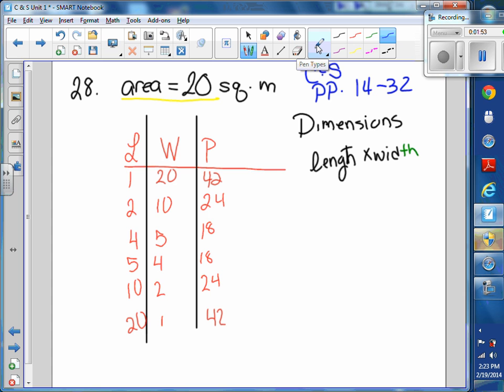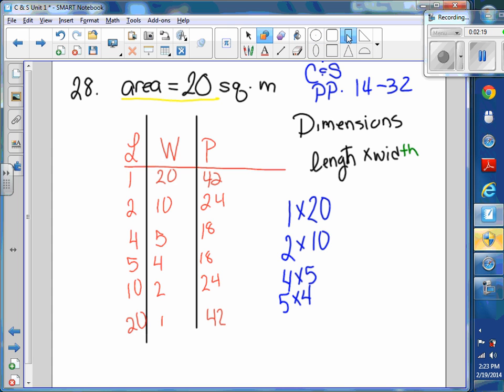So if you have an area of 20, think of all your factor pairs, all the ways you can get 20. 1 times 20, 2 times 10, 4 times 5, 5 times 4. The difference there is these are all dimensions of a rectangle. So a 1 by 20 would be really long and skinny. A 2 by 10 wouldn't be as long. And then a 4 by 5 would be almost close to a square, right?